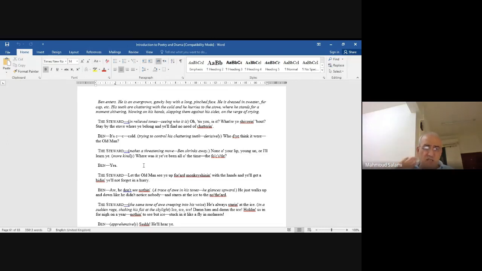The steward said, "Let the old man see you up forward, monkey shining with the hands, and you'll get a hiding you will never forget in a hurry." He said, okay, let the captain, the old man, see you doing this. Notice here: you up forward, monkey shining.